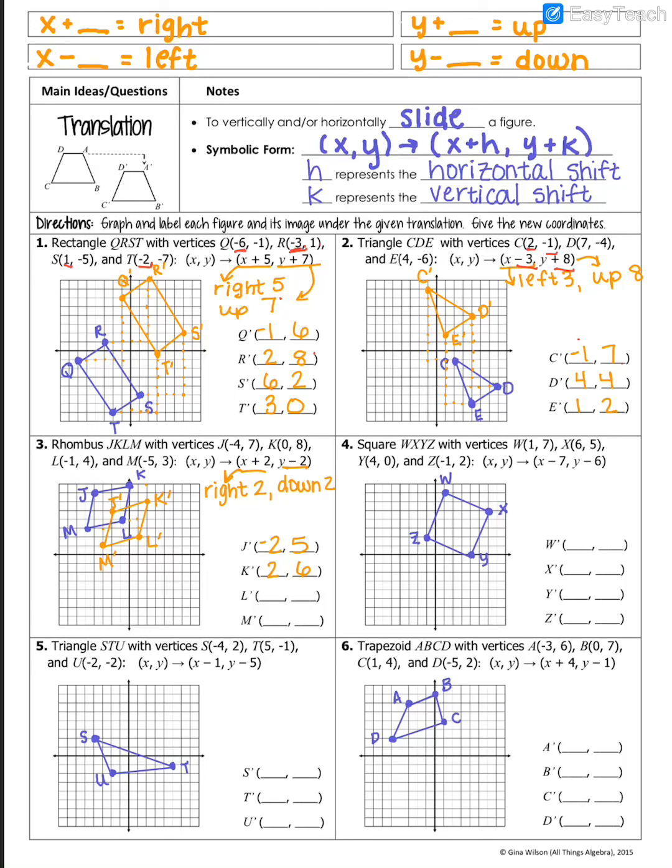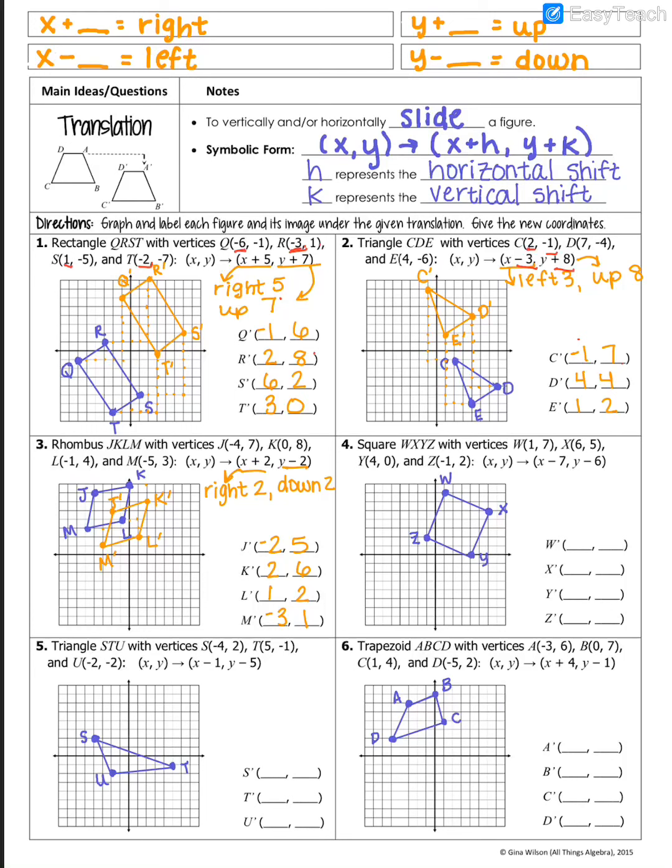For L prime, I should take -1 plus 2, which would give me a +1. 4 minus 2 would give me a 2. So I should have a point at 1, 2, which we do. And then M prime would be -5 plus 2, which is -3, and 3 minus 2, which is 1. And all of those check out with what we just graphed. All right, so let's do one more with the graphing, and then I'll show you what to do just with points.